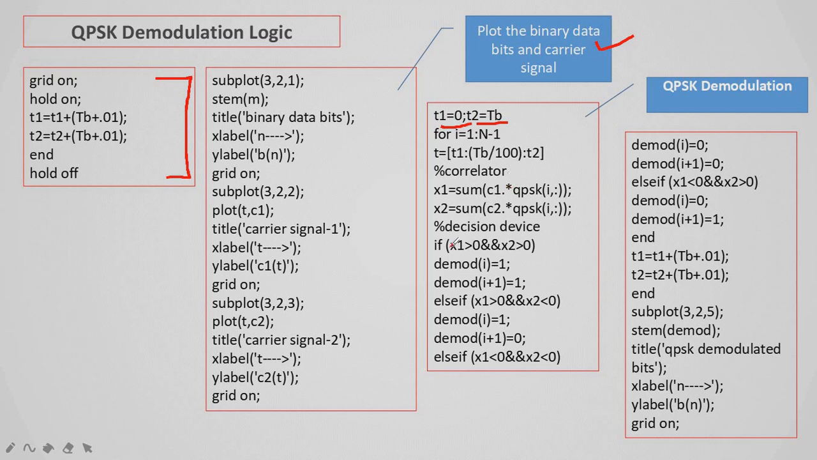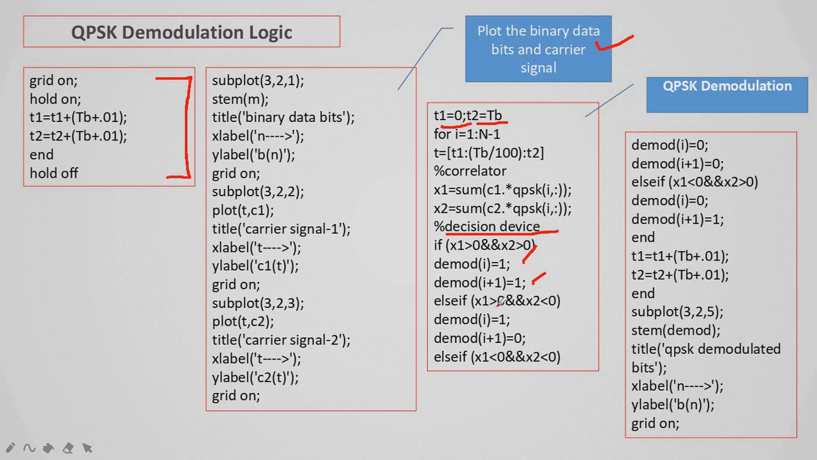Here you can see the decision of the device is done as: if x1 is greater than 0 and x2 is greater than 0, both are greater than 0, so the binary bits are 1, 1. So d of i is 1, d of i plus 1 is 1. I plus means it is increasing by 1, so there are 2 bits.